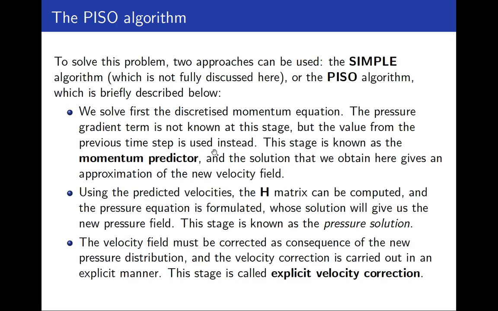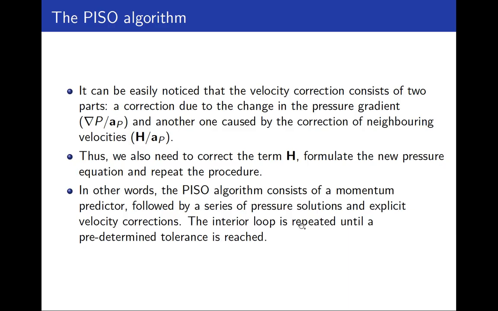So that means that we need to solve first the momentum equation, and then we will use the velocity field obtained from the momentum predictor stage to compute the matrix H, and then to formulate the pressure equation, solve it to obtain the new pressure field, and use that pressure field to correct the velocity field. But we will not stop there. We will do the pressure solution stage and the explicit velocity correction stage many times until a predetermined tolerance is reached.